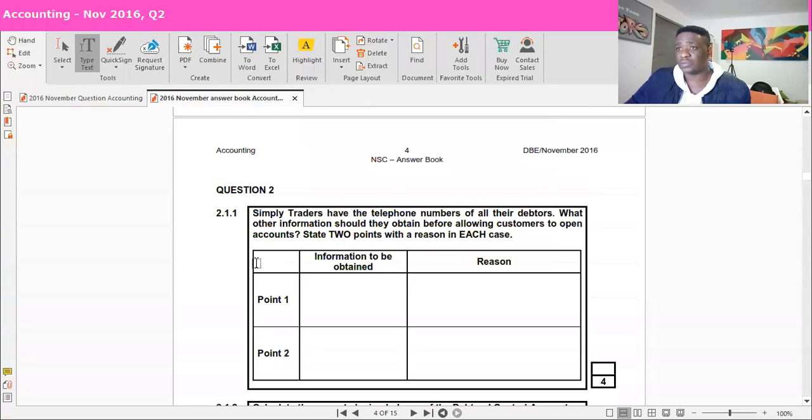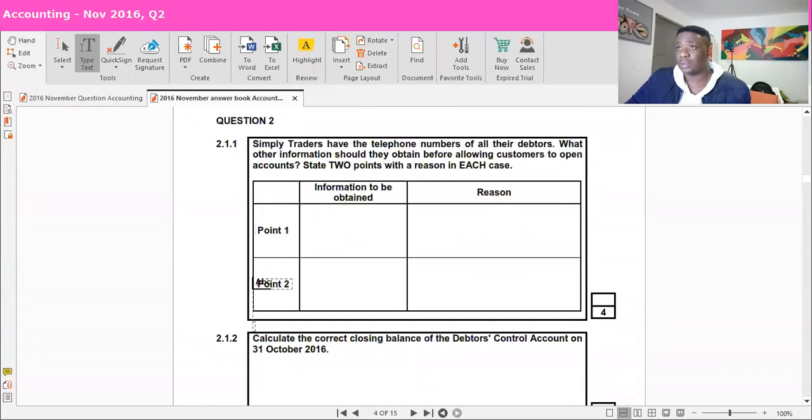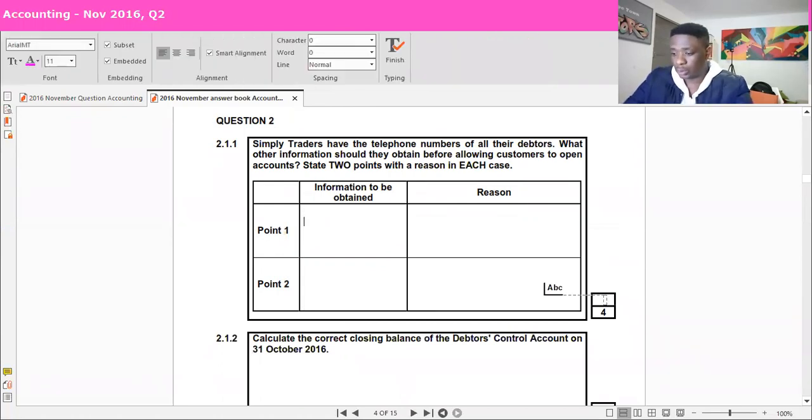So let's move on. Point 1. They say give 2, so you're going to say 2. The first thing that I thought of would be to get proof of address. Everywhere you open an account, they'll always ask you for a proof of address.